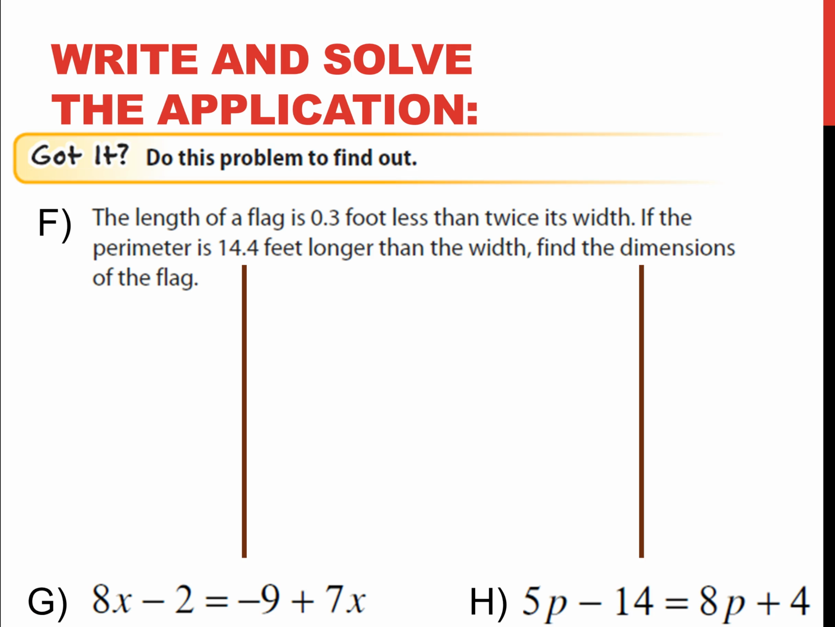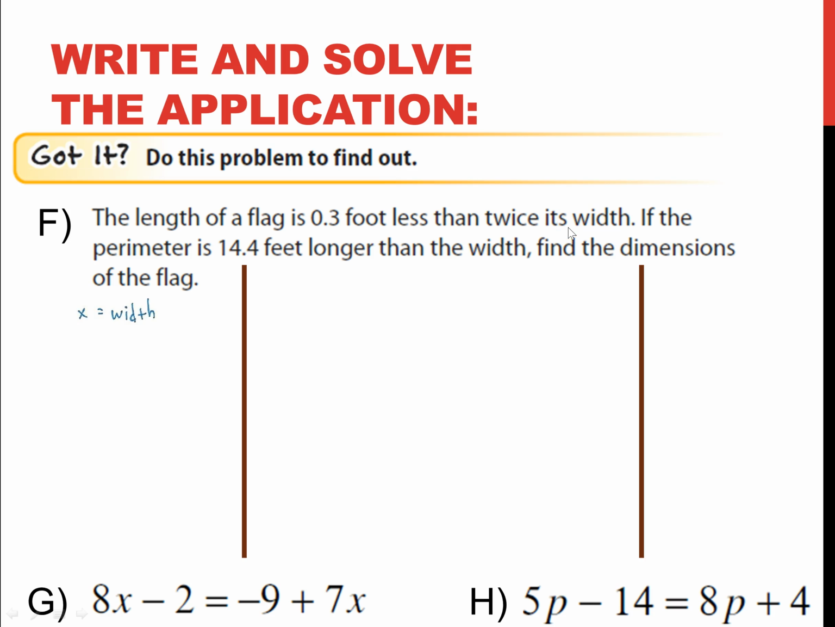We're going to write and solve an application problem. Now, fair warning, people, this one's going to be long. I like to talk fast, but that's why there's a rewind on the video. Let's read. Example F. The length of a flag is 0.3 foot less than twice its width.